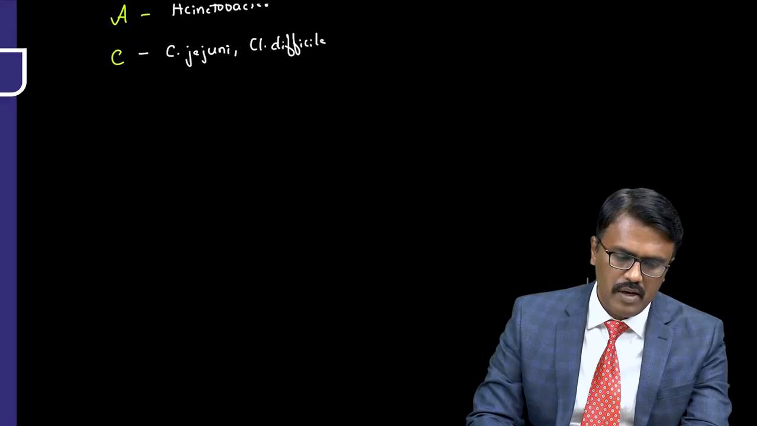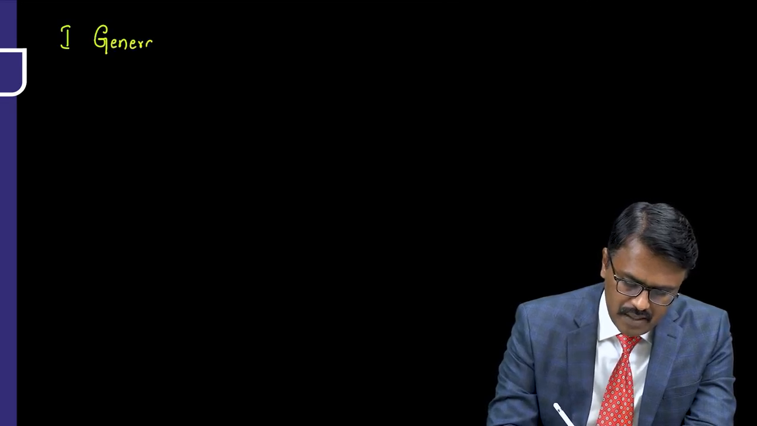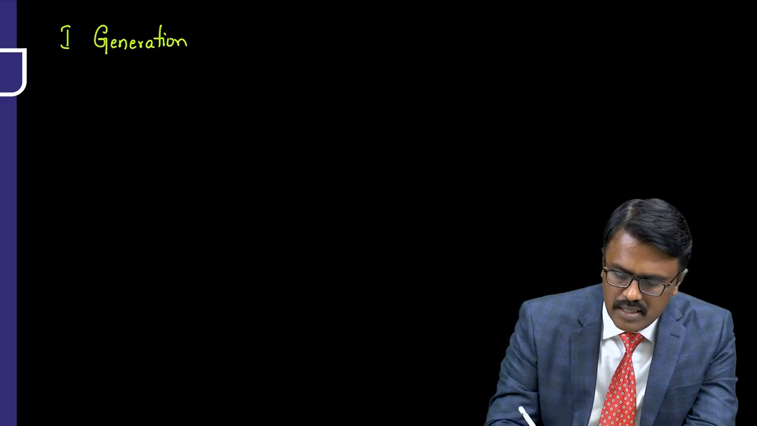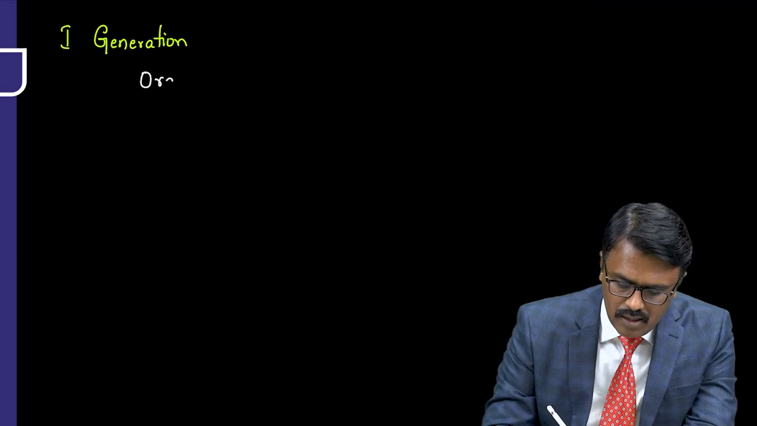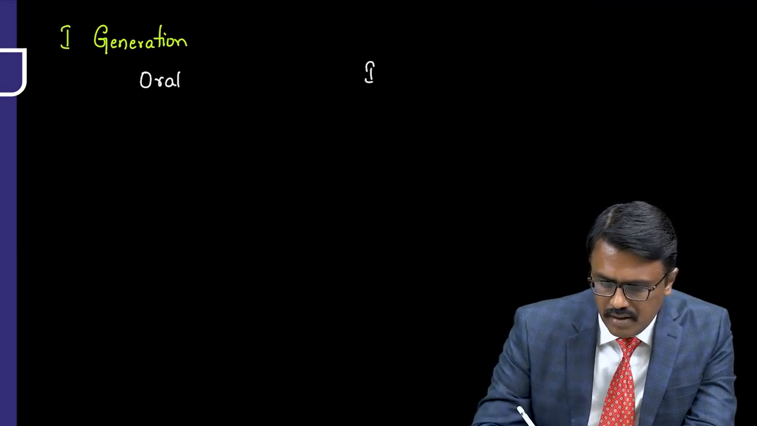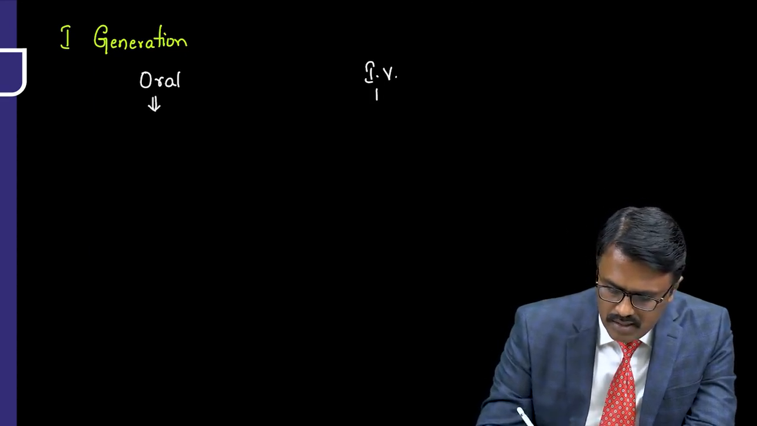Once you know where they are ineffective, there is a possibility of questions. Once we know this mechanism, the spectrum of activity, and where they don't work, it's important that we know the generations of cephalosporin. In the first generation, we can classify them depending on the route of administration: the oral drug and the IV drug. Let us discuss them.